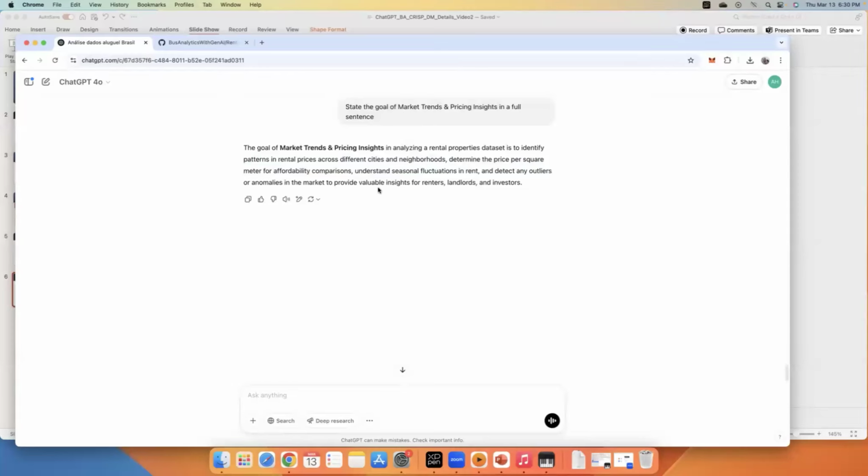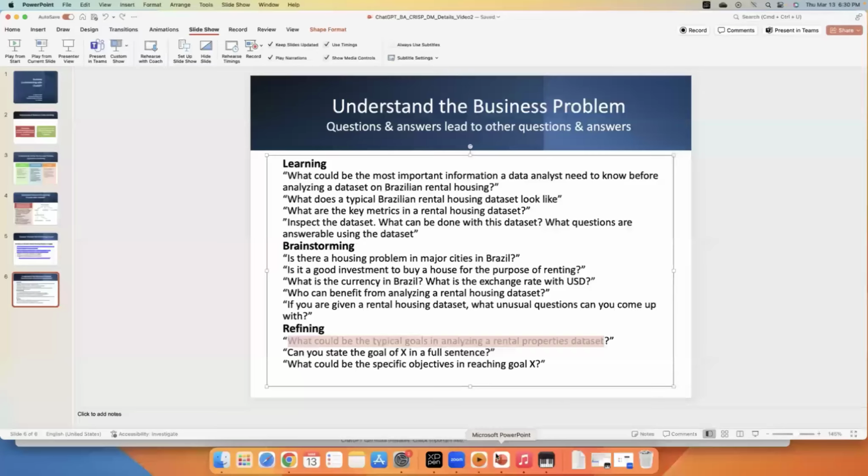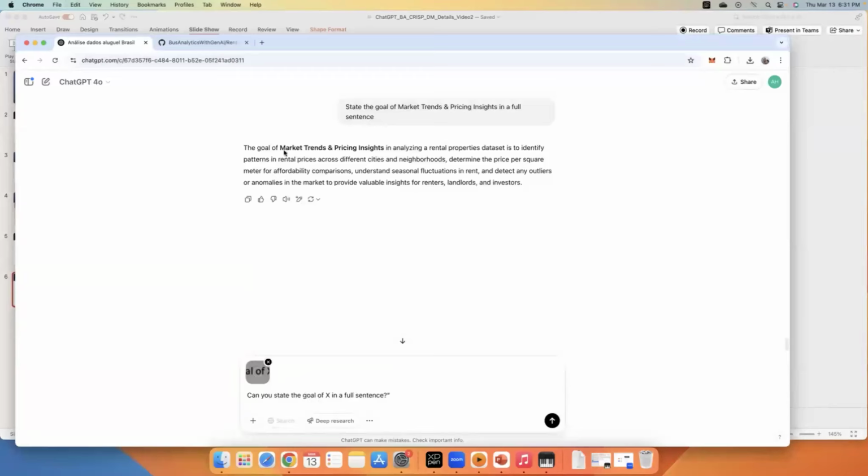So you can just type, maybe I just copy from here to ChatGPT, copy, now paste. That's the goal. The goal is market trends and pricing insights, copy, but it's going to be objectives now. Okay, so the objectives are there, but I want this in a statement. Goal, yes, objectives, specific objectives. All right, looks good to me.